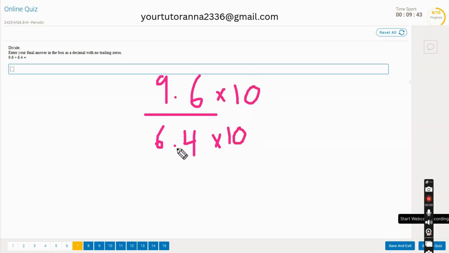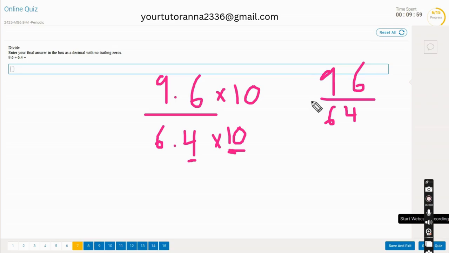Again, why am I multiplying by 10? Because I just want to take out this decimal point by this one digit. So if I'm going to move out only one digit to the right, I'll multiply it by 10 only, because the 0 represents how many times you're going to move the decimal point. So it's going to be 96 divided by 64.